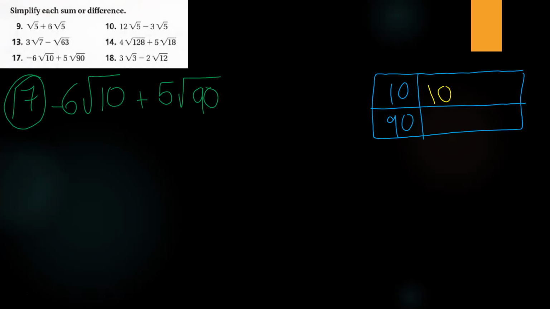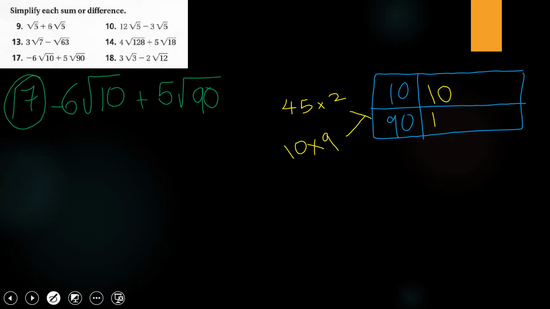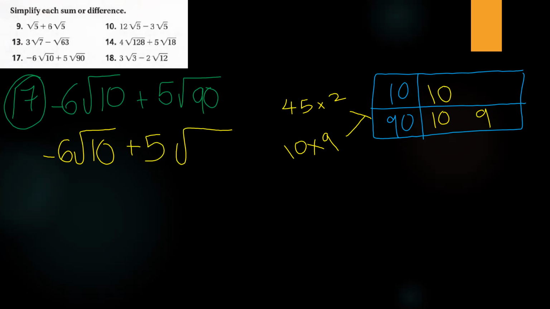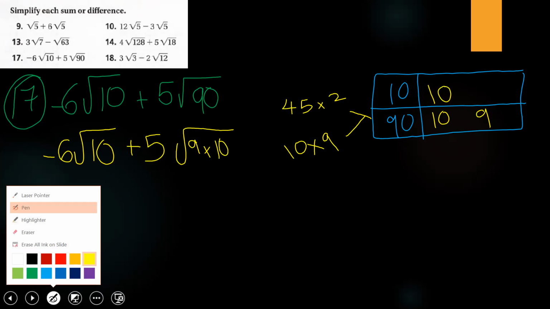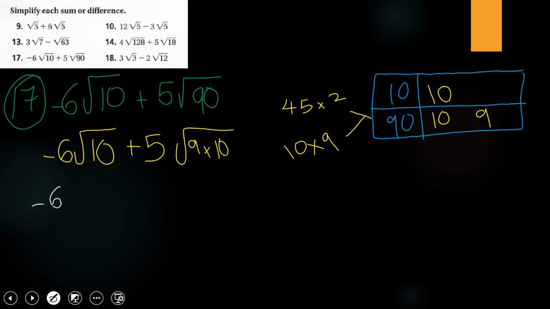And 90, I want you to write the factors of 90, but 10 is one of them. Which pair of factors do you have to choose? 9 and 10, exactly. Let's now rewrite it here. We said it is negative 6 square root of 10 plus 5, but instead of writing 90, write 9 times 10. Then negative 6 square root of 10 plus 5.